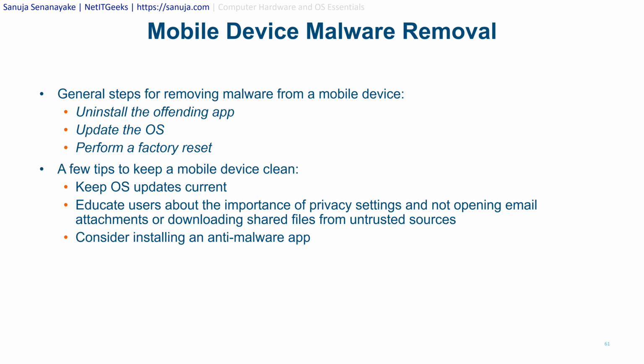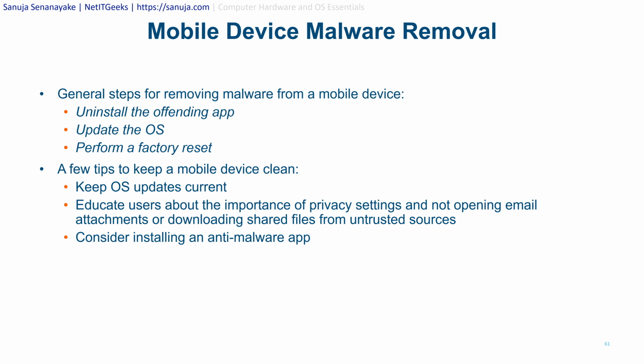Mobile device malware removal. The general steps for removing malware from a mobile device are to uninstall the offending app, update the operating system, and if those things don't work, then perform a factory reset. Even if you think uninstalling the bad app and updating the operating system did fix it, I would still perform a factory reset if you really want to make sure that any traces of that malware are removed from the device.